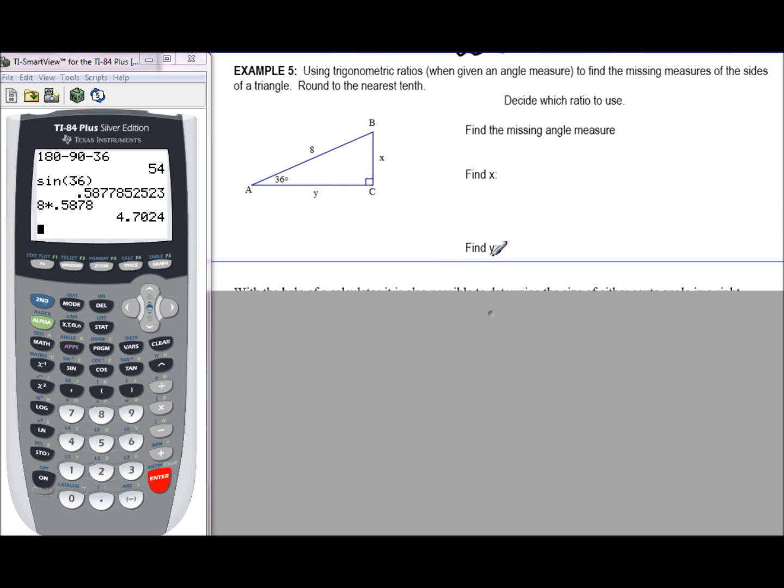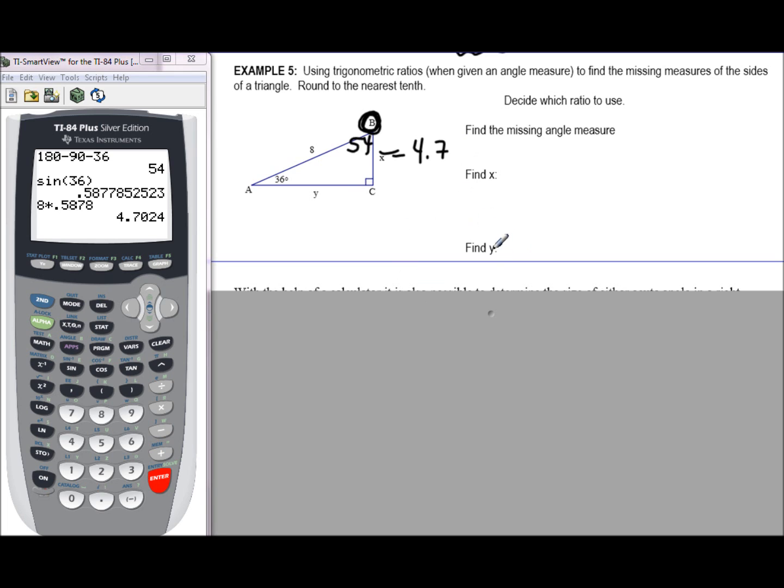Okay, now let's find y. Once again, we knew this was 54. Once again, we want to decide which angle we're going to use as our reference angle, and let's go ahead and use angle B this time. So we're going to use angle B as our reference angle in order to find y. Well, we already found x is 4.7.